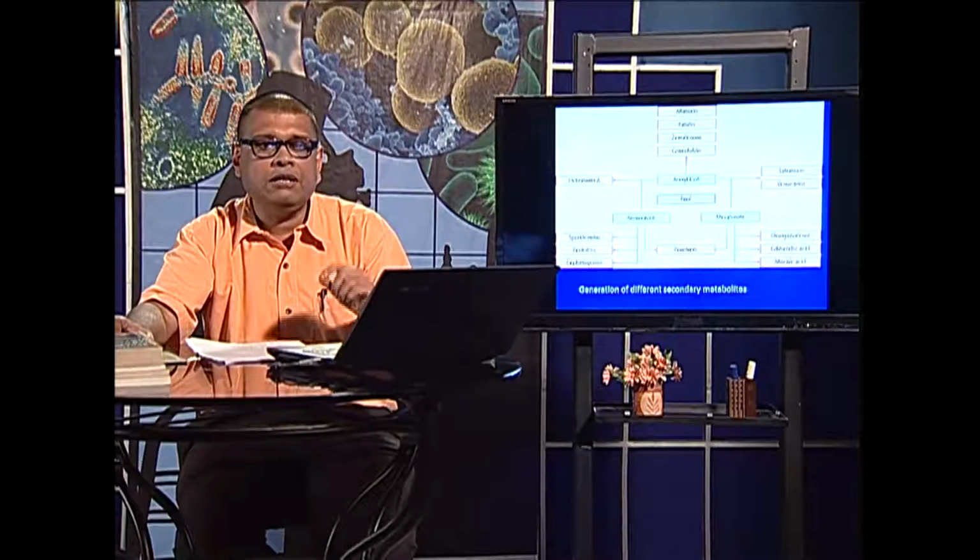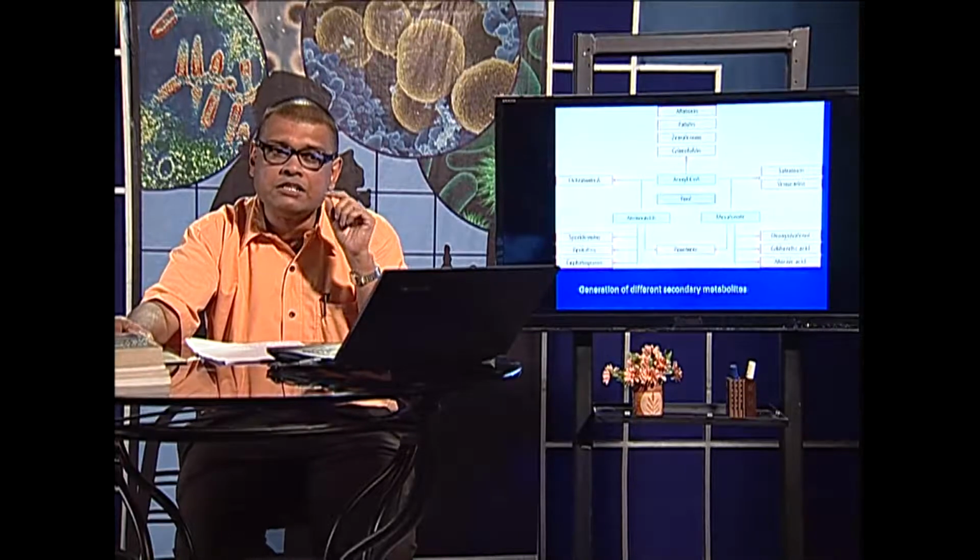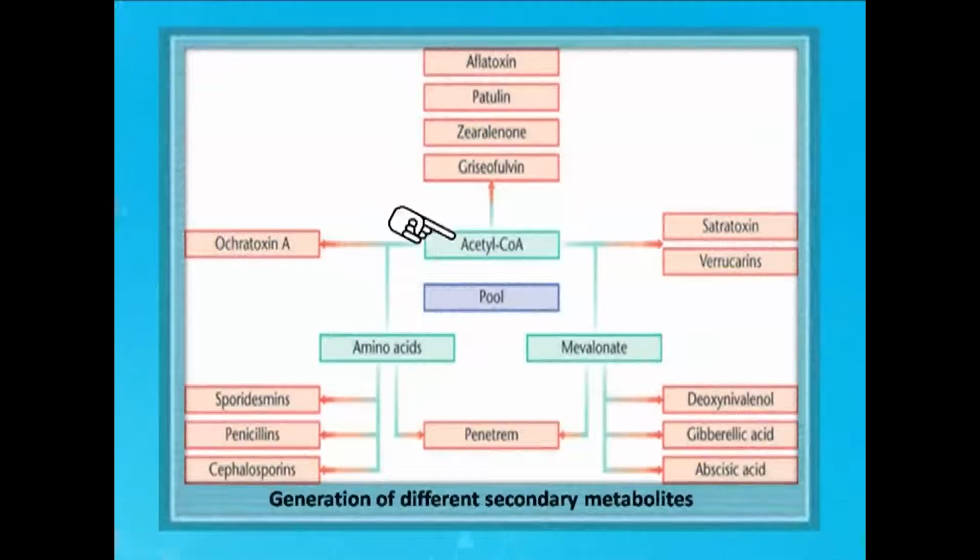But secondary metabolites are the special products. Of course, the center is the acetyl coenzyme A, which can produce toxins like ochratoxin, which can produce amino acids, and from amino acids we can get specialized products which are antibiotics. We can produce mevalonic acid, and from mevalonic acid we can produce hormones like gibberellic acid and abscisic acid. So at the same time it can produce different other antibiotics or different other antimicrobial products which are not normally produced by the organism when grown in a suitable constant medium.